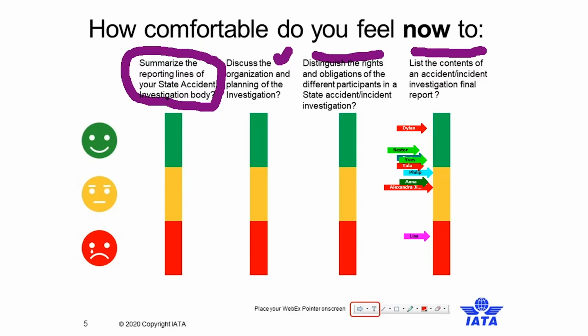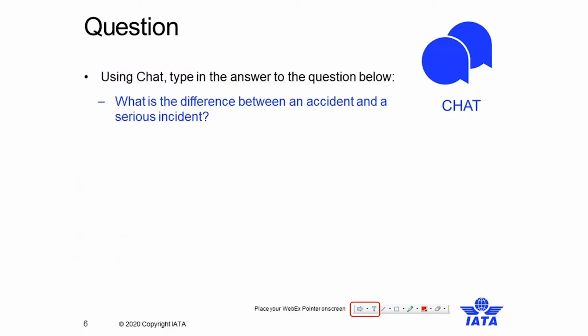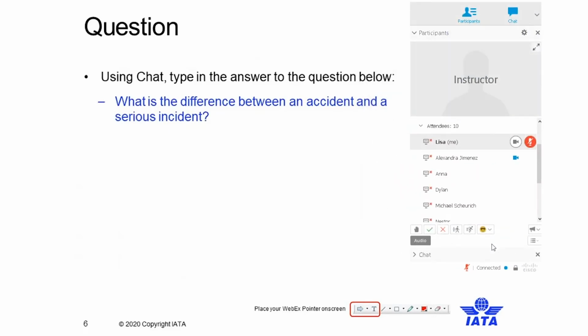Thank you very much. So what I'm going to do again is try and find out how much you remember from the previous material. So the first thing is, using the chat function, can you please answer this question? What is the difference between an accident and a serious incident? If you remember, what is the difference between an accident and a serious incident? So if you could try and put it in the chat.